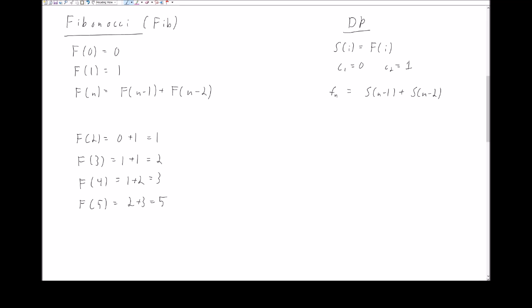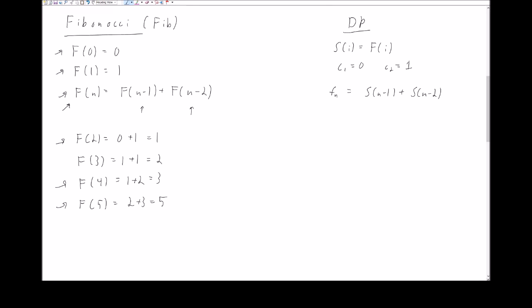The Fibonacci sequence first defines the first two Fibonacci numbers as 0 and 1, and then the nth Fibonacci number is defined as the sum of the n-1 Fibonacci number plus the n-2 Fibonacci number. We can compute a few of the Fibonacci numbers here. F of 2 is equal to 1, f of 4 is equal to 3, f of 5 is equal to 5, etc. And we compute these by using our function definition.